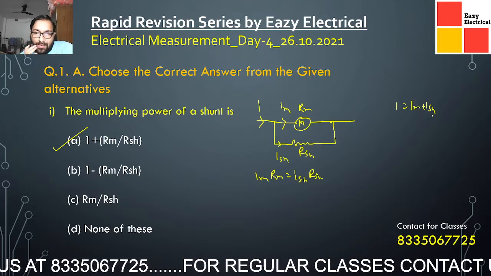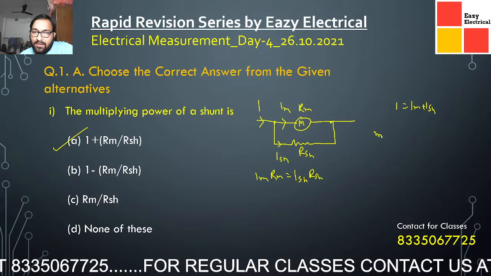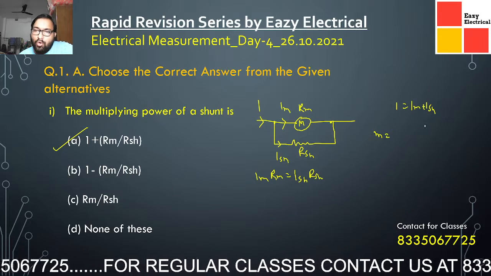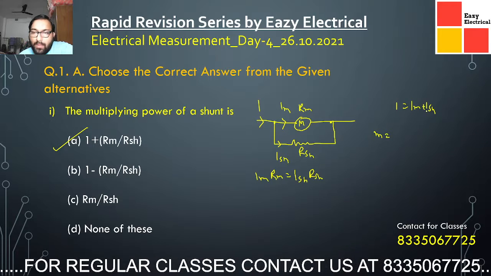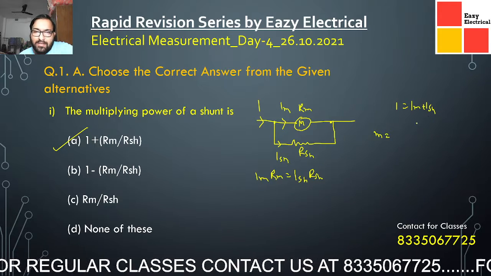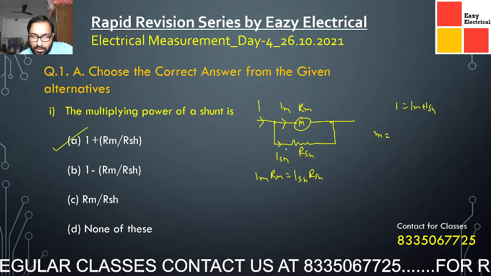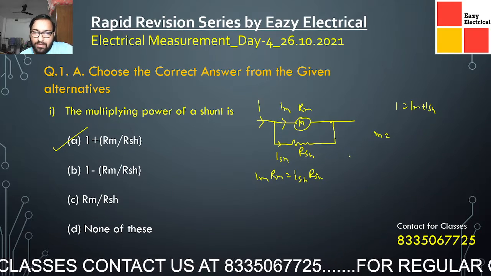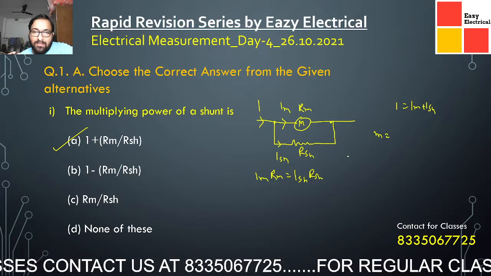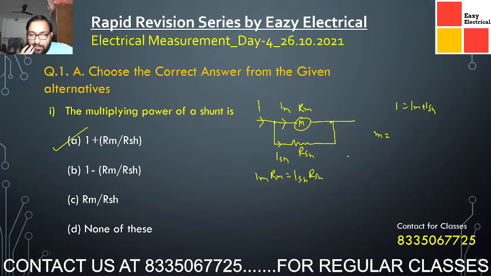Now from this one more understanding that we can observe here is that I is basically IM plus ISH, right? So the multiplying factor is what? The multiplying factor M is basically calculated with respect to the value of the current that passes through your meter resistance. So what is the multiplying factor that we can give here?